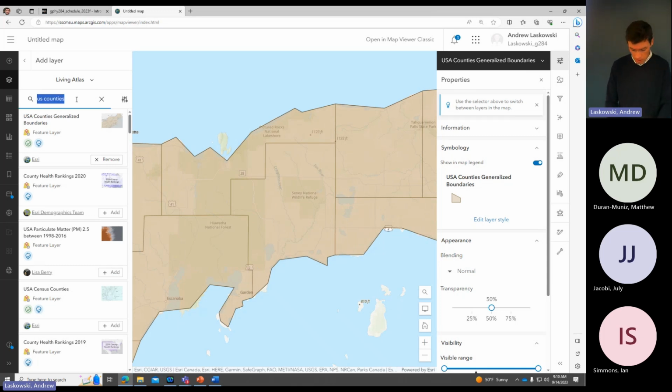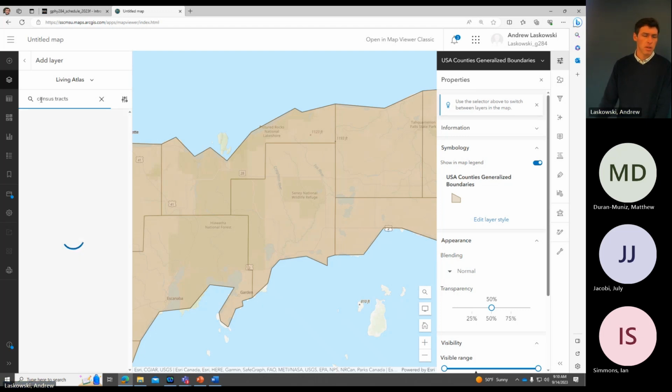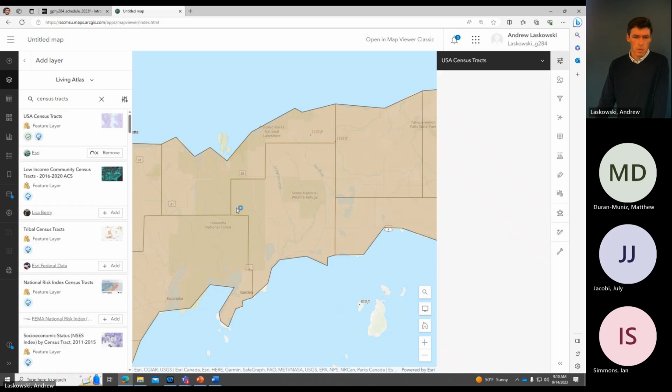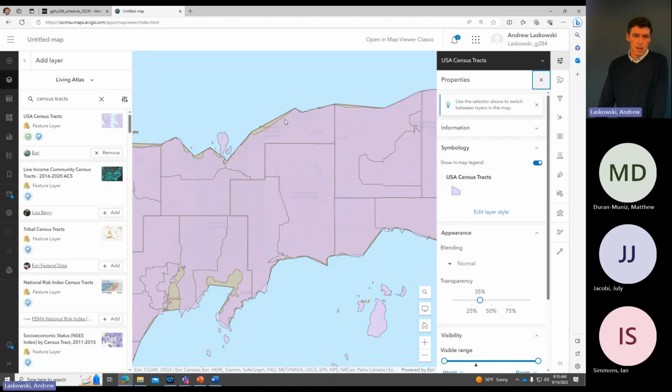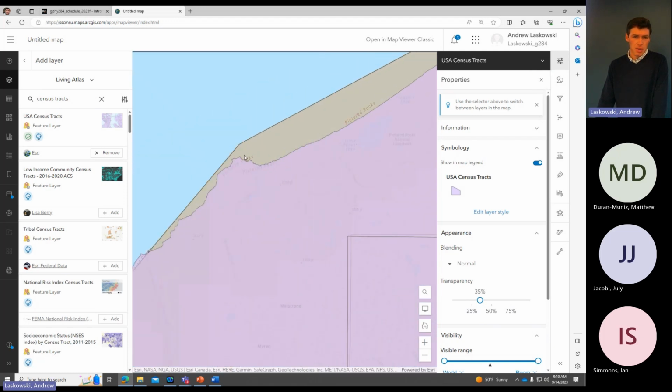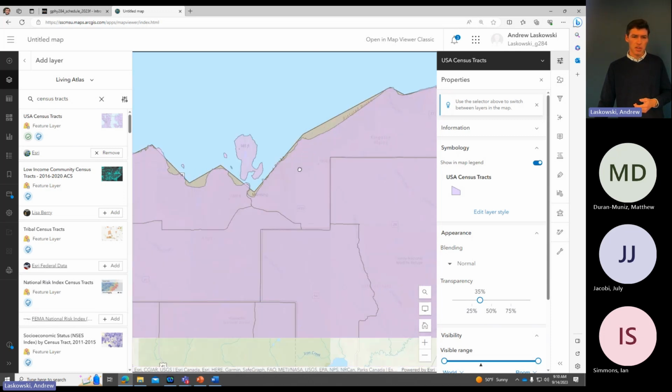And then finally, let's add census tracts. This is even more detailed, and we can see that their boundaries are more precise. And so this is going to be more like a higher intensity in terms of loading the data because these are much more detailed layers, less generalized.